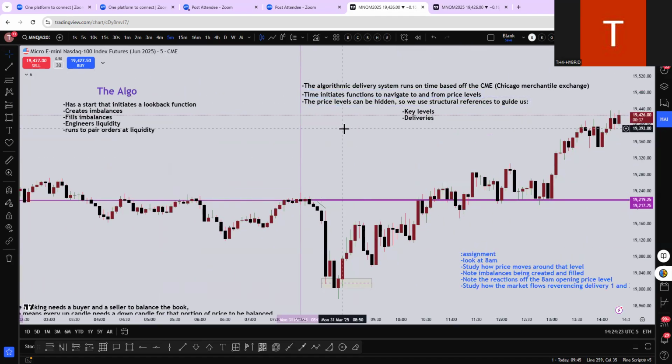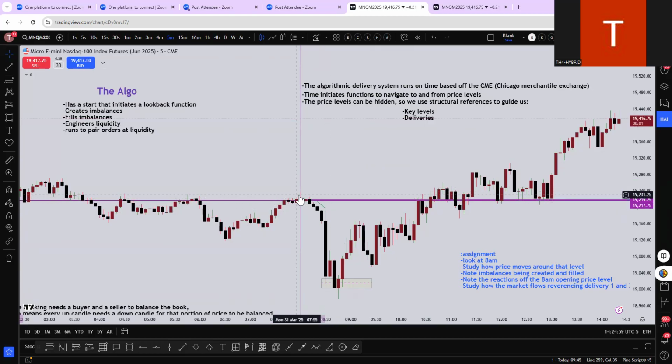So the algorithmic delivery system runs on time-based. It's a time-based system off of the CME, Chicago Mercantile Exchange. So when time starts, it initiates functions to navigate to and from certain price levels. The price levels can be hidden, so we use structural references to guide us. When we go through the key levels section, there'll be a lot more on that. But the algorithm knows price levels. So the start of time, 8 o'clock, is an algorithmic price level reference.